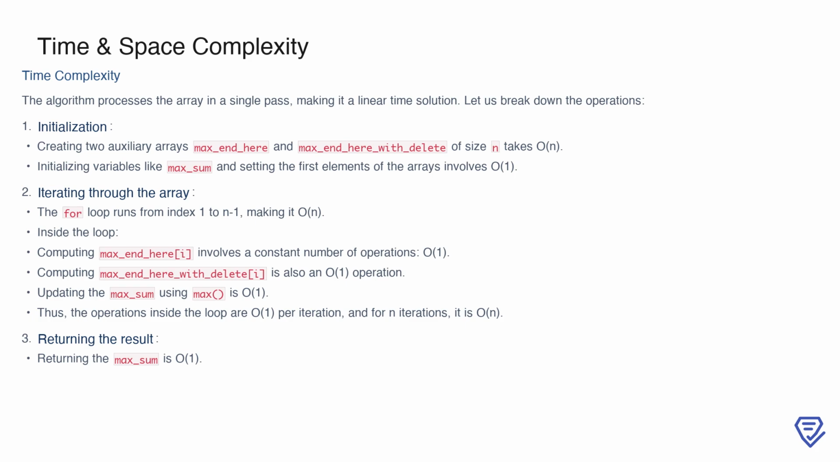Next, the main computation happens in a single for loop that iterates through the array from index 1 to n-1. During each iteration, we calculate max_end_here[i] and max_end_here_with_delete[i] using a constant number of operations, both of which are O(1). Updating the maximum result at each step using the max function is also O(1). Since the loop runs n times, the total time spent on these operations is O(n).